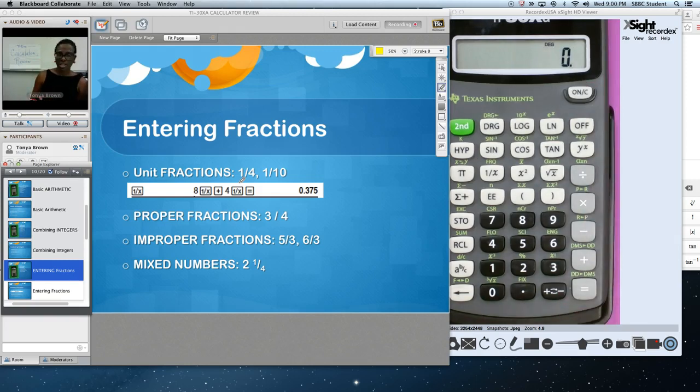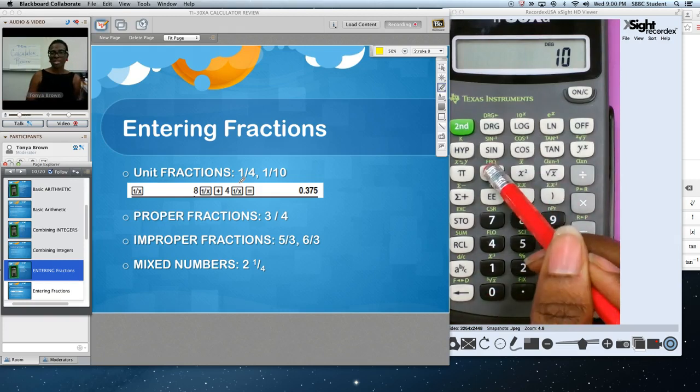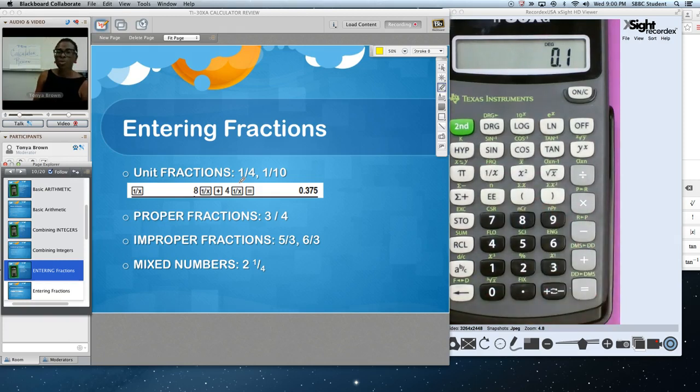I'm going to press 10 first. So I'm going to hit 10, and then I'm going to hit the unit fraction key, and look what it gave me. If I hit that, what is 1/10 as a decimal? It is 0.10. Now, I don't like how that looks, and I want it to have 2 decimal places. Let's see if we can change the number of decimal places by fixing it. So if I go second, and I press fix, and then I hit 2, look what it did.